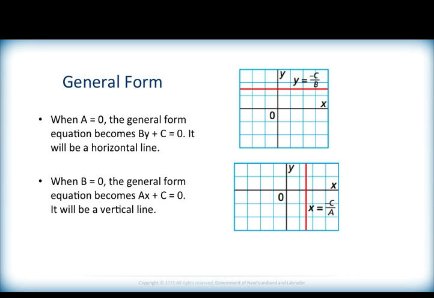If b equals 0, where the y variable is eliminated and we still have ax plus c equals 0, when we solve for variable x, we will have x equals negative c divided by a. By substituting values in for negative c and a and graphing the line, we will quickly see that this is a vertical line. So once the variable of x is eliminated, we get a horizontal line. Once the variable of y is eliminated, we get a vertical line.